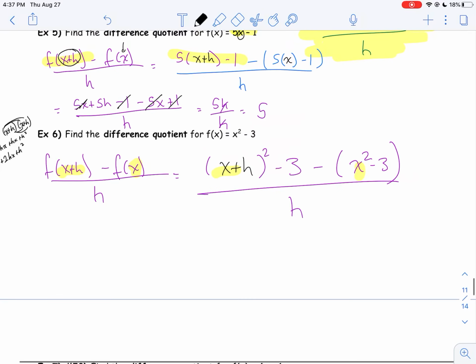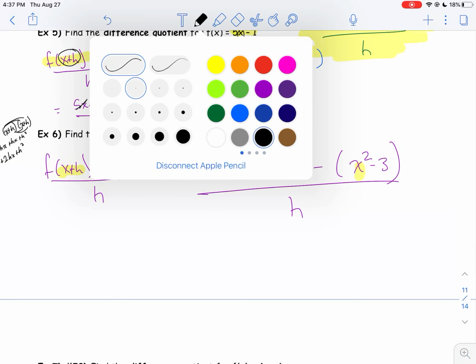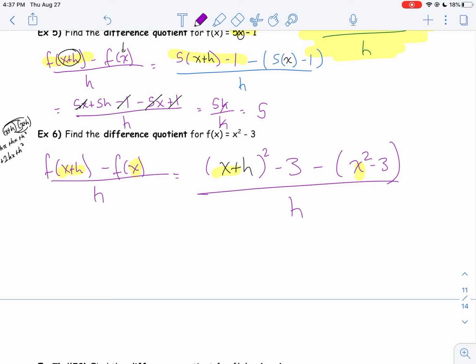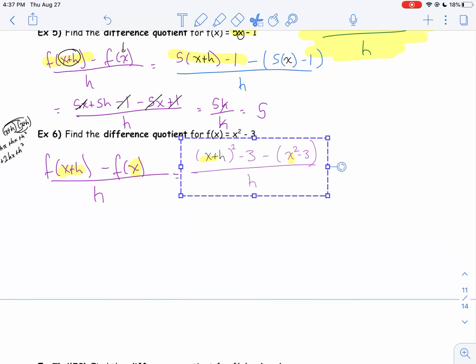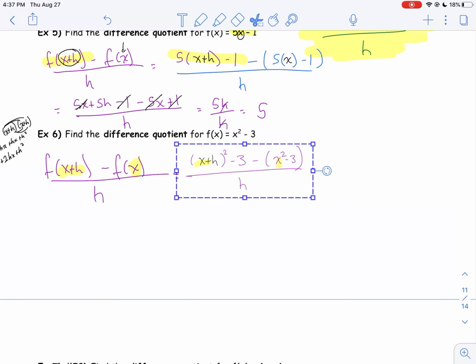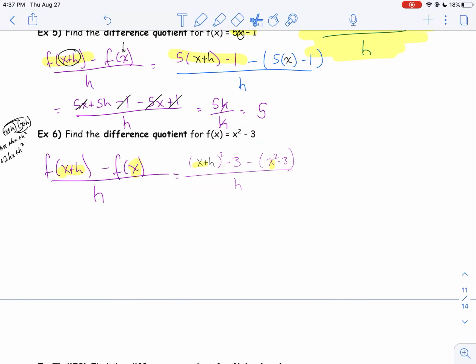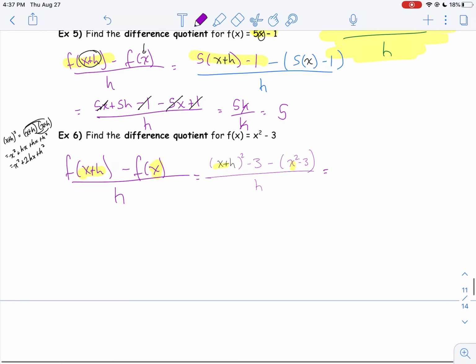So over here, I was going to say I should have written smaller, but the cool thing about doing digital is I can. Here we go. I did this off to the side already. X plus h quantity squared is equal to that. So there I get x squared plus 2hx plus h squared minus 3. Distribute the negative.